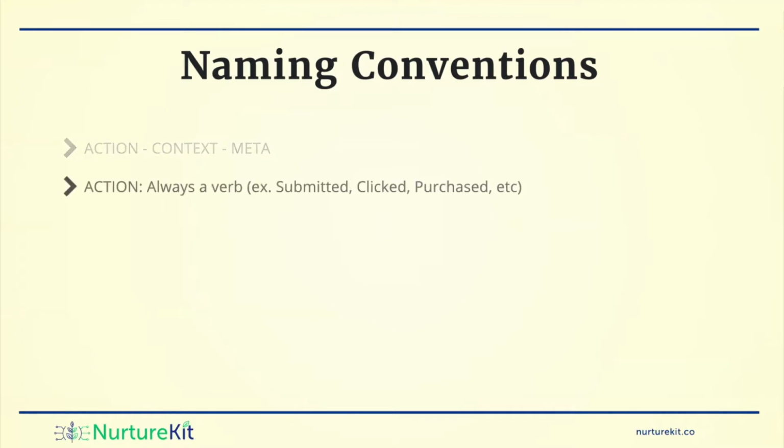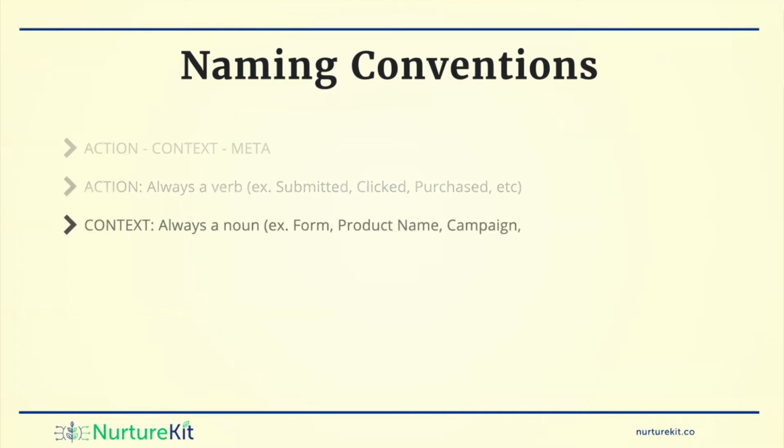But first, action is always a verb. It's submitted, it's clicked, it's purchased, and so on and so forth. It's the action that the subscriber took to get that thing applied to them, okay? Now, context is always the noun, right? This is like the form name. This could be a product name. This could be a campaign. This could even be a holiday, right?